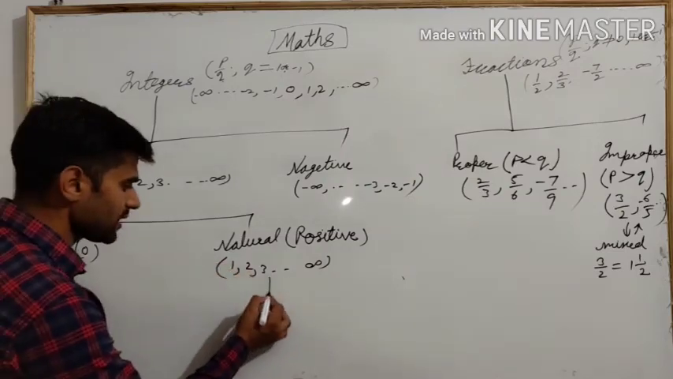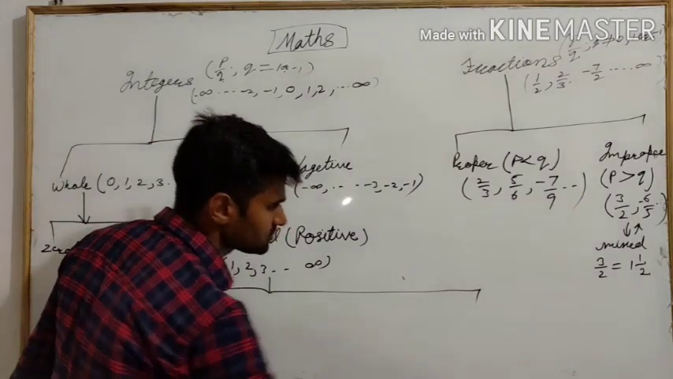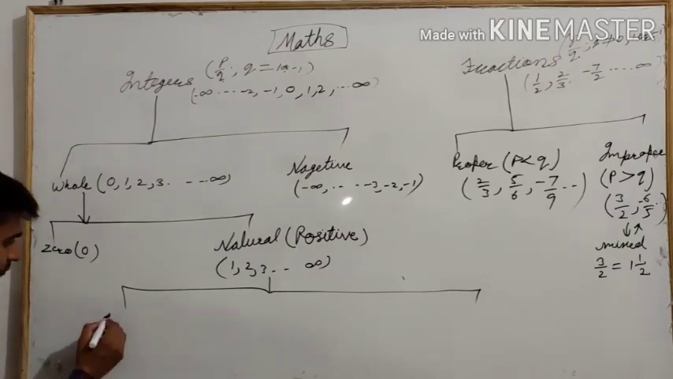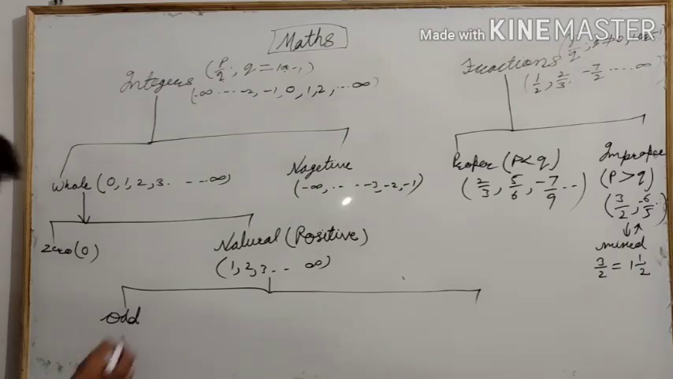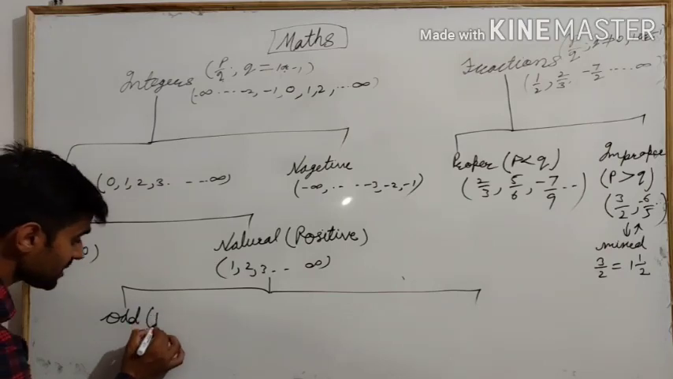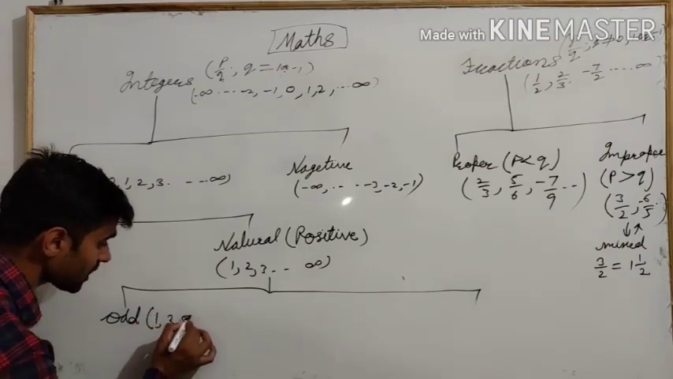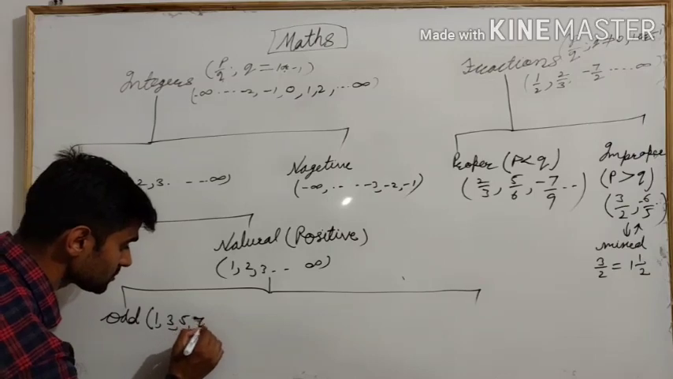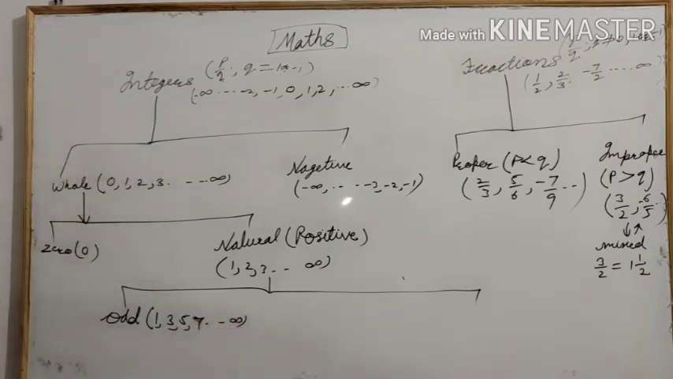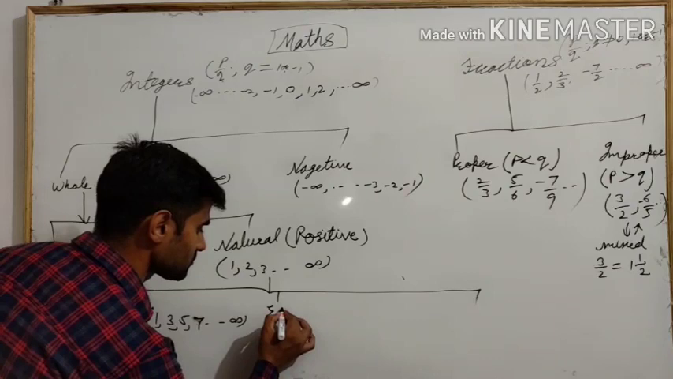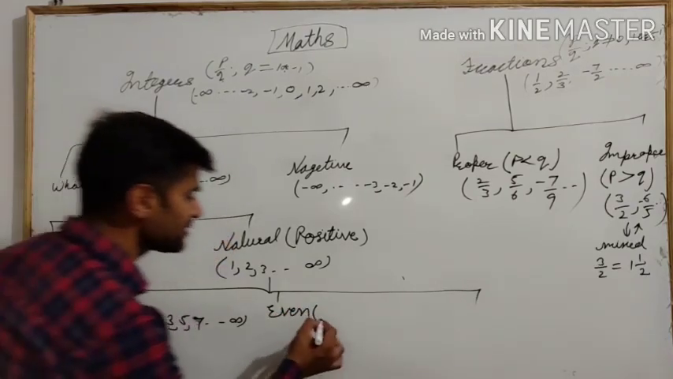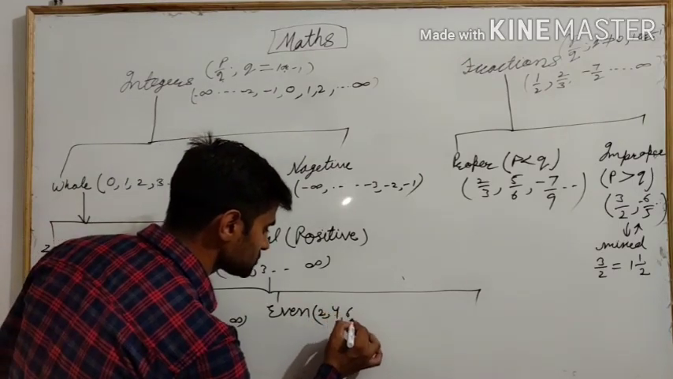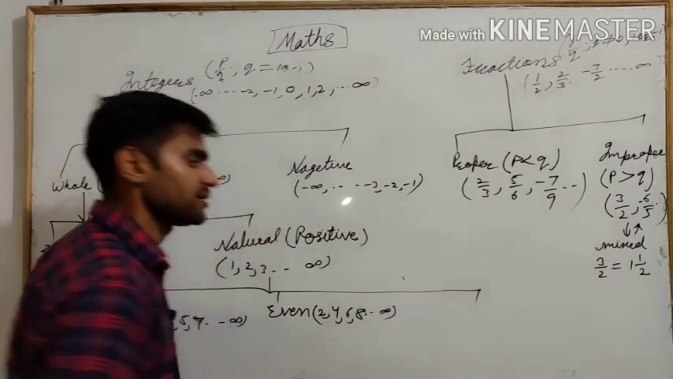Now natural numbers have four parts. First, odd numbers, which are not divisible by 2: 1, 3, 5, 7 to infinity. Second, even numbers, which are divisible by 2, just like 2, 4, 6, 8 to infinity.